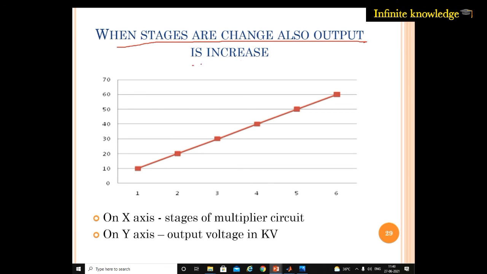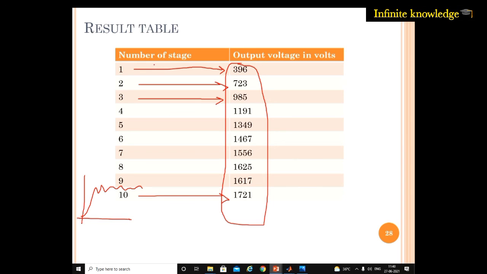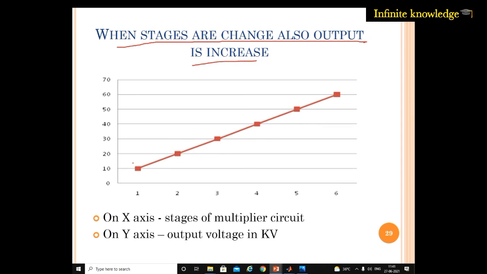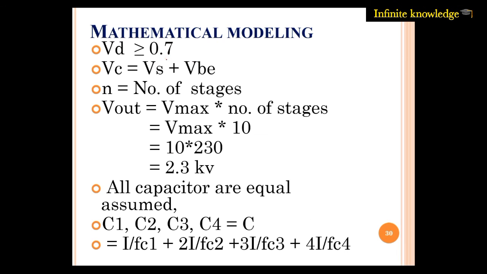So when the stages are increased, output is also increased. You can say here, this is the number of stages. As stages are increased, output is also increased. That is seen in the MATLAB, and according to that we get a nearly linear circuit. On the x-axis it is the stage of the multiplier, 1 stage, 2 stage, 3 stage, and output in kV. So according to this our output is also increased.